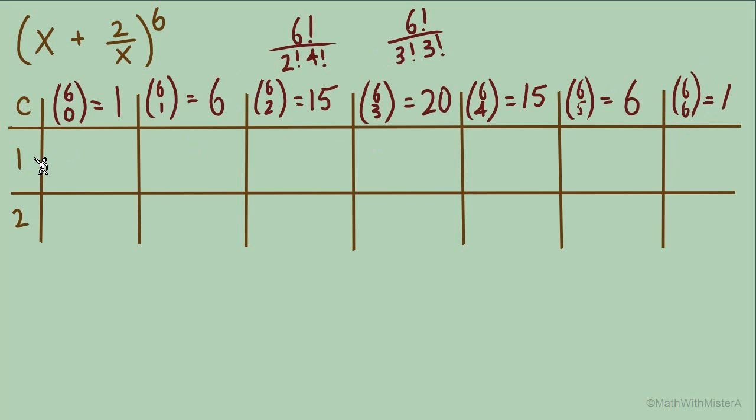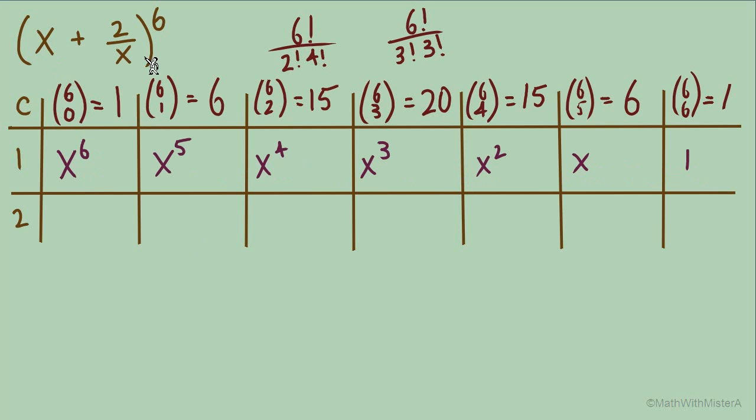Now let's deal with these terms. So our first term in the binomial is x. That's going to make life not too unpleasant right here. We're just going right down the line, x to the 6th, x to the 5th, to the 4th, and so on, down to x to the power of 0 equals 1.